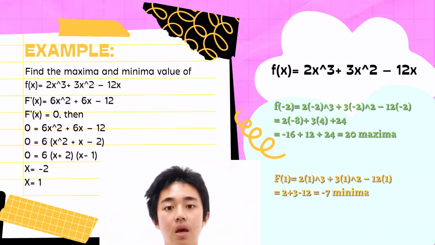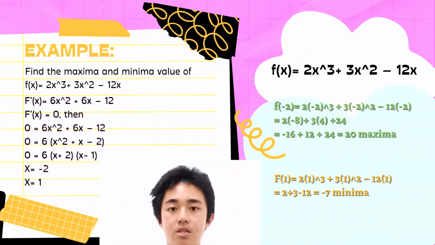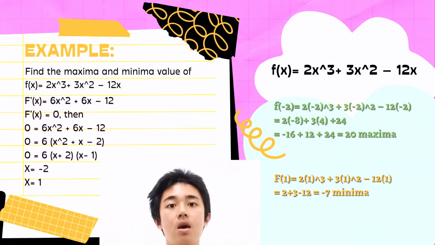If f'(x) equals 0, then 6x squared plus 6x minus 12 equals 0. So what we're going to do is factorize it. It gives us 6 times (x squared plus x minus 2), because 6 times x squared is 6x squared, 6 times x is 6x, and 6 times negative 2 is negative 12.